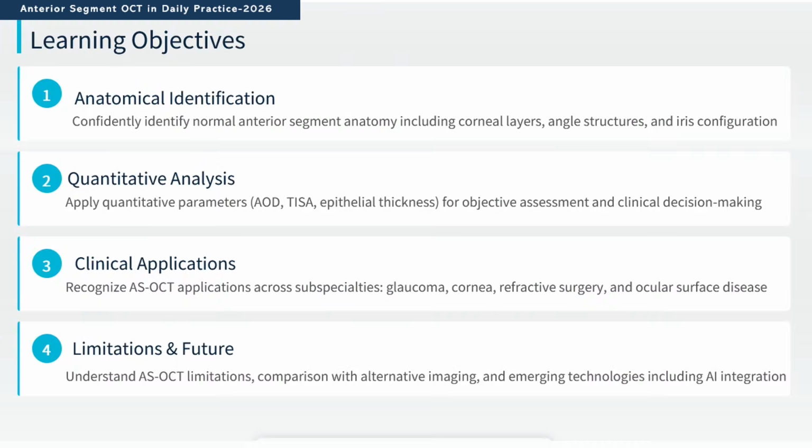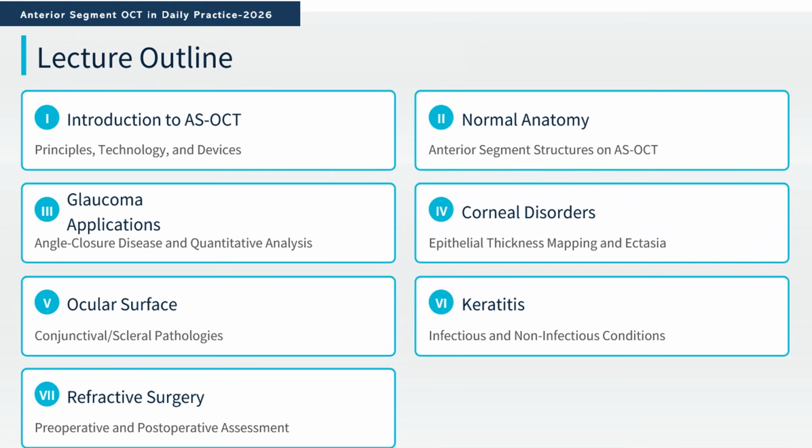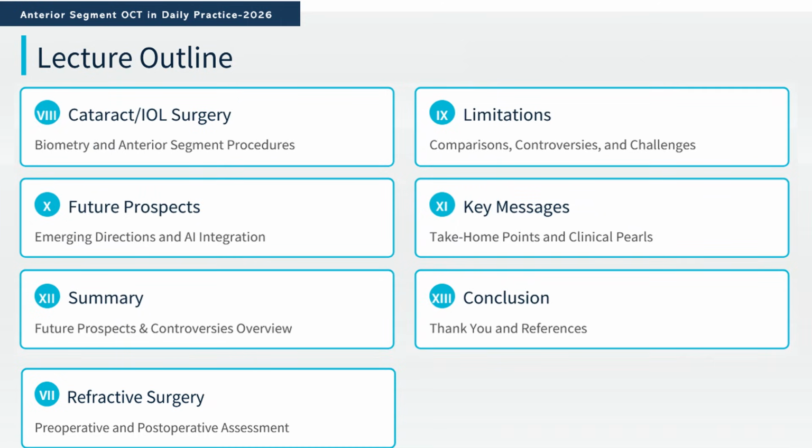We will start with the learning objectives of this lecture, and we will provide detailed anatomy of the anterior segment and the cornea and the angle with some of the quantitative analysis and the biometric data. We will start speaking about some different diseases and their clinical application, and finally about the limitations and the future. So by the end of this lecture, you will be able to know all this information. As far as the clinical applications, we will concentrate on application in glaucoma, as well as in corneal diseases, ocular surface diseases, keratitis and refractive surgery, also in IOL implantations, and then we will speak about the future prospects and provide a final summary.